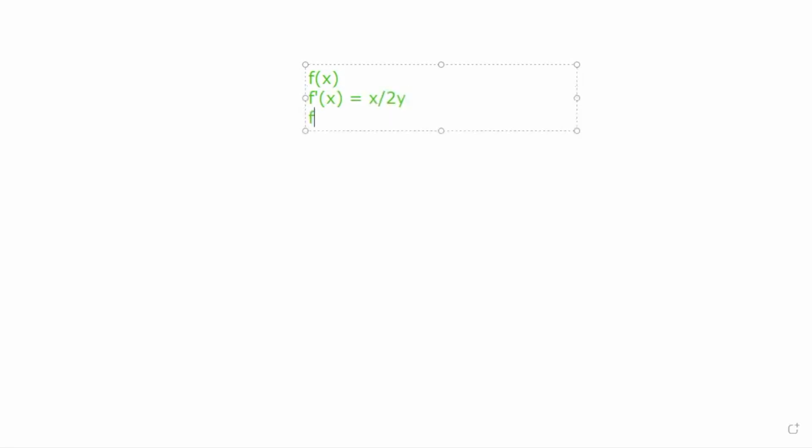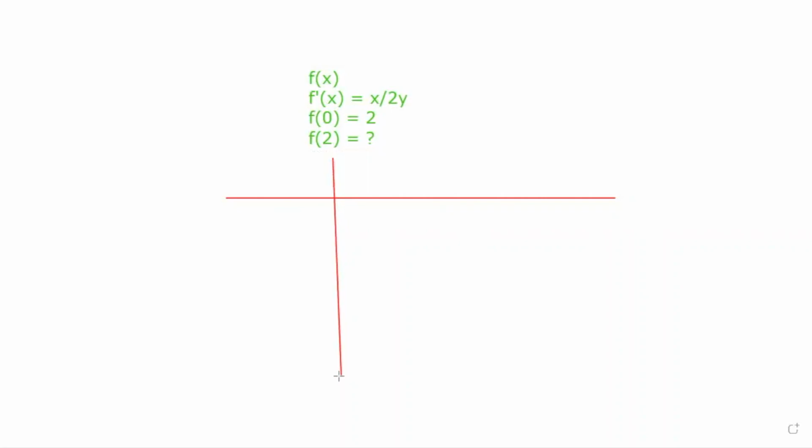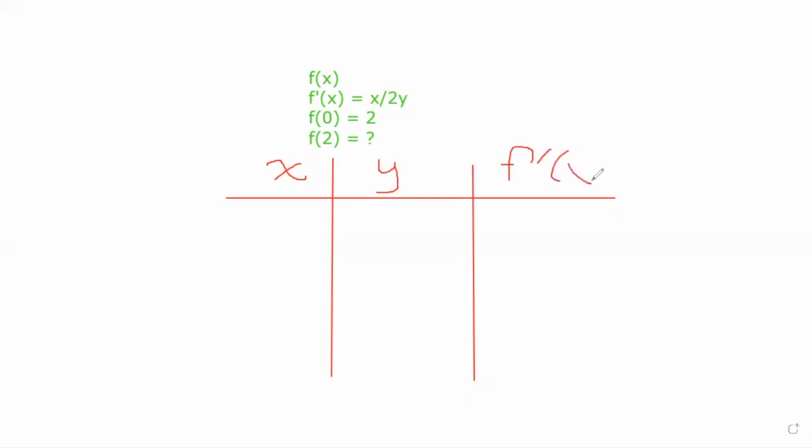What you're also given is that one point on the original function, f of 0, is equal to 2. So the question is now, what is f of 2? What does that equal to? So let's make a little chart, and let's just take some small steps to get to our final answer. Let's say that we have x over here, y over here, and our f prime of x over here.